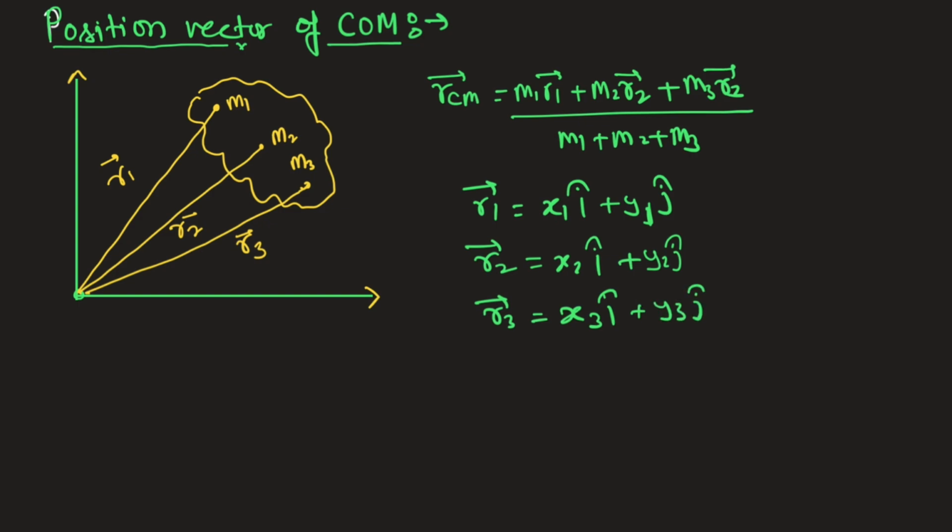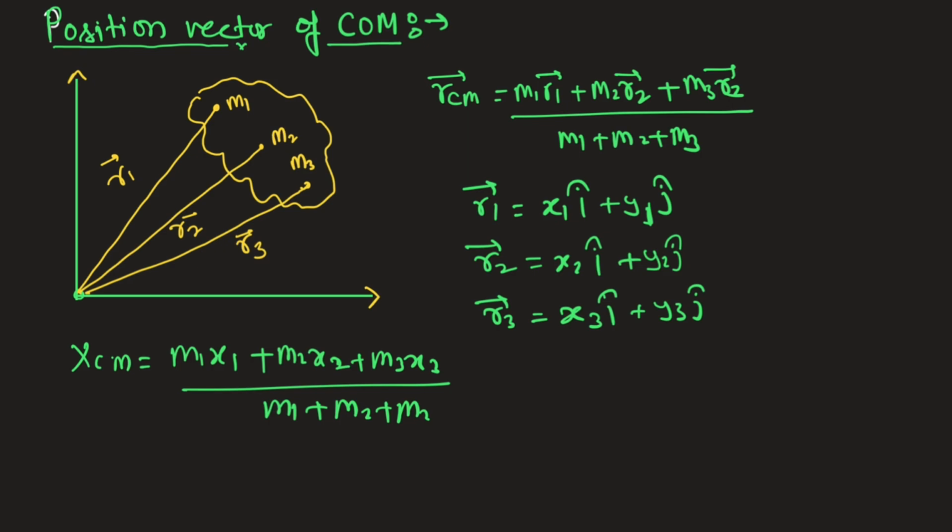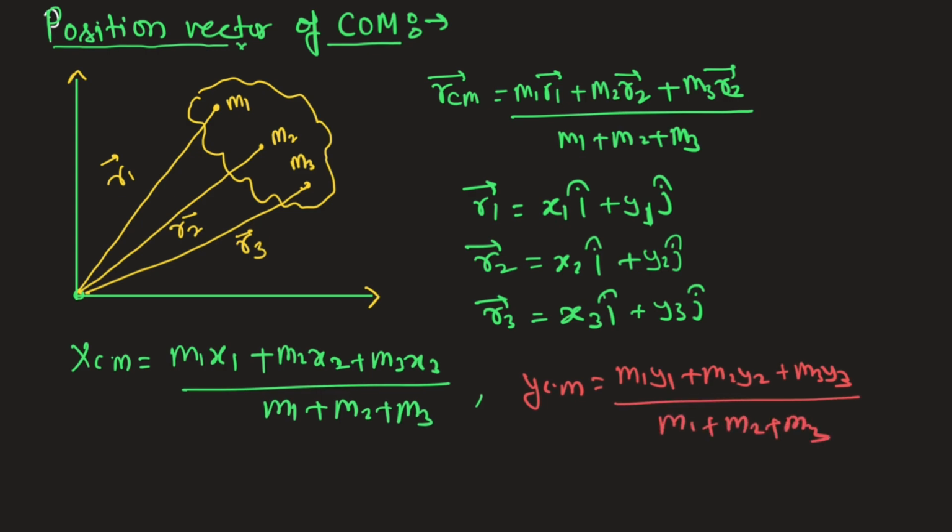If I substitute these values over here, I can also write x_cm is equal to m1 x1 plus m2 x2 plus m3 x3 divided by m1 plus m2 plus m3. Similarly, I can write y_cm is equal to m1 y1 plus m2 y2 plus m3 y3 divided by m1 plus m2 plus m3. So this is the formula from which we can calculate the center of mass.